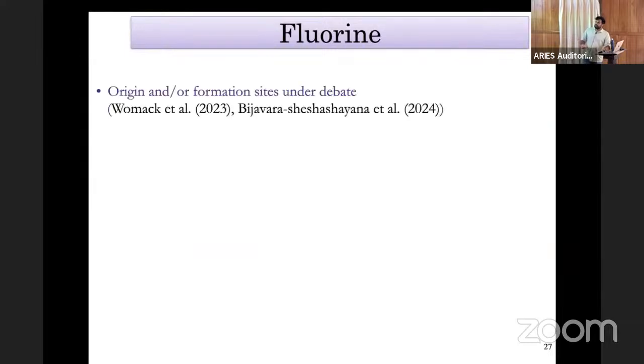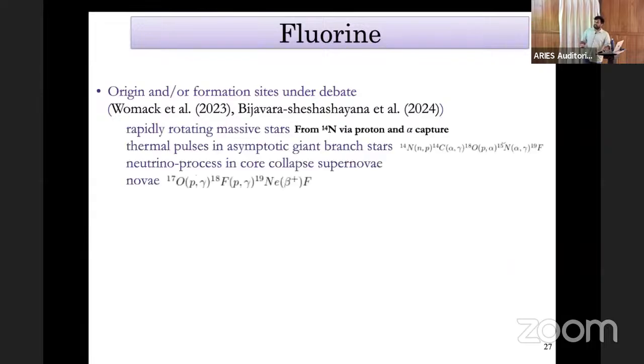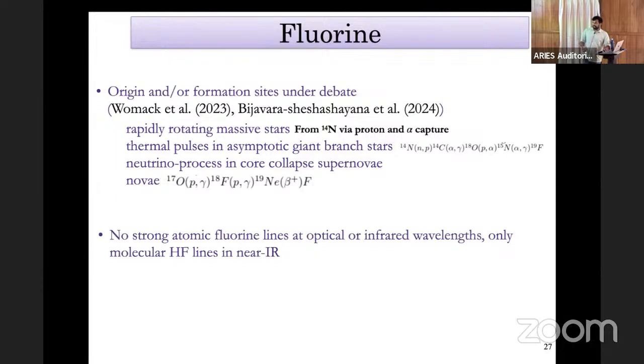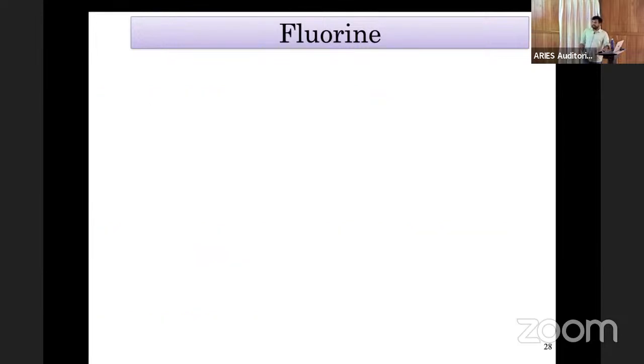And the next one is fluorine, which is again one of the elements whose origin or formation sites are still under debate. There are lots of suggested sites like rapidly rotating massive stars, thermal pulses in asymptotic giant branch stars, core collapse supernovae, novae, all of which have different time scales. And the main reason again is that there are no strong atomic fluorine lines at optical or infrared wavelengths. Only molecular HF lines were available in the near infrared, and the most commonly used line is the 23358 Angstrom line.